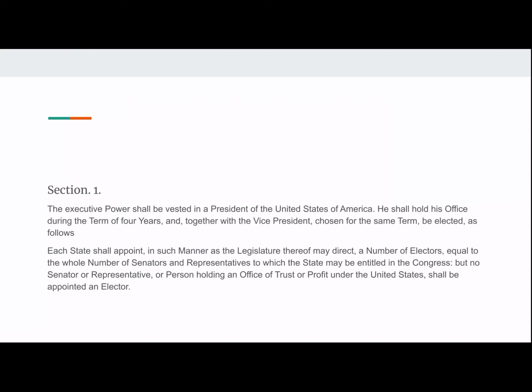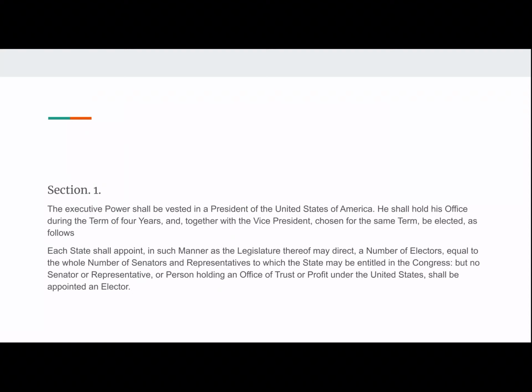Now, this paragraph gets into the Electoral College and how we vote for the president. So each state shall appoint in such a manner as the legislature thereof may direct a number of electors equal to the whole number of senators, which in every state is 2, and representatives, to which the state may be entitled in Congress, which varies based on population. But no senator or representative or person holding office of trust or profit under the United States shall be appointed an elector. So nobody who's already a politician can be in the Electoral College.